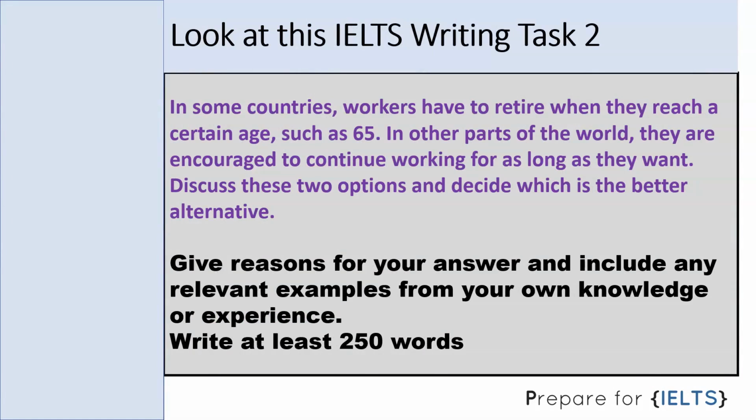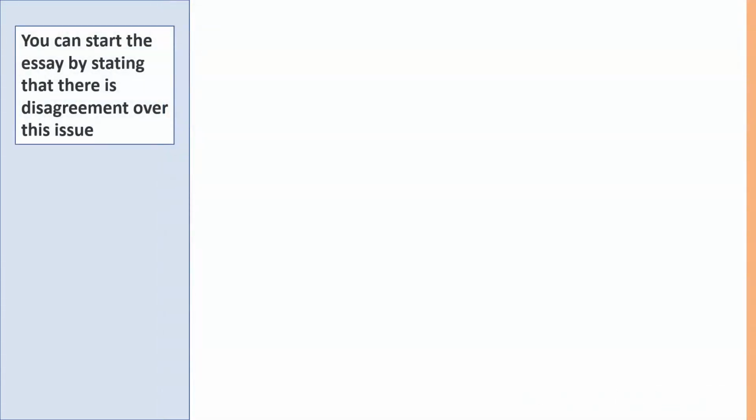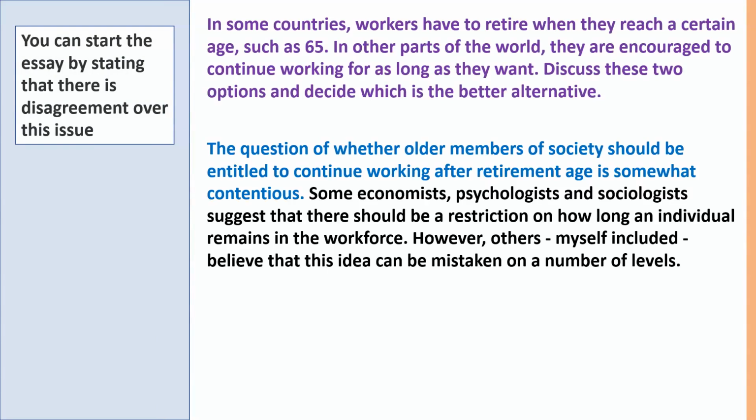In some countries, workers have to retire when they reach a certain age, such as 65. In other parts of the world, they are encouraged to continue working for as long as they want. Discuss these two options and decide which is the better alternative. So clearly, discussion plus opinion. Let's have a look. So we can start the essay by stating that there is a disagreement over this issue. So if you would like to use the word contentious, it's quite a nice adjective to use, or you can indicate that different people have different positions.